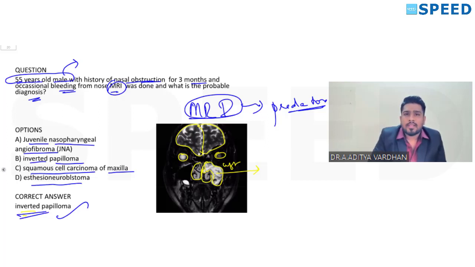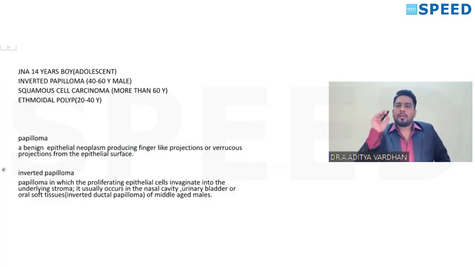So look at the options: juvenile nasopharyngeal angiofibroma, inverted papilloma, squamous cell carcinoma. I will tell you how to differentiate. First thing, an adolescent male presenting with a mass, suspect juvenile nasopharyngeal angiofibroma, friends. More specifically, 14 years is the median age for this disease. Adolescent male having a mass is juvenile nasopharyngeal angiofibroma.